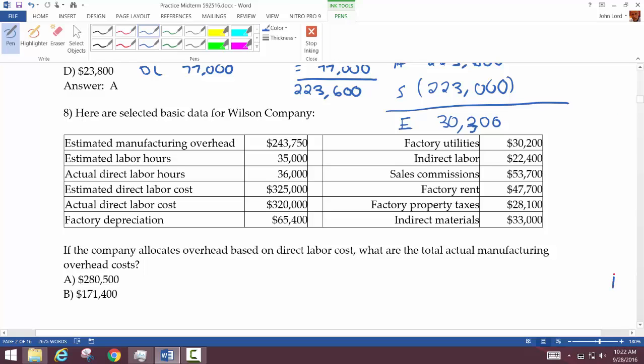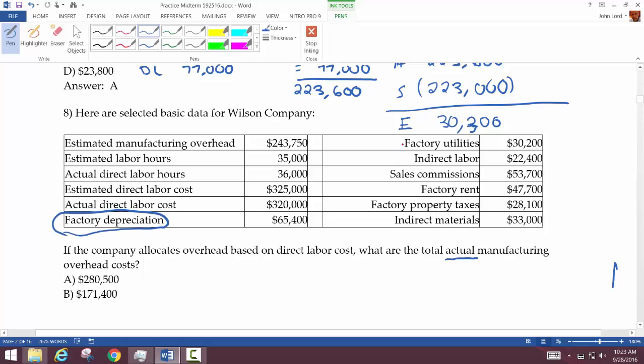All right, what are they asking us for here, Pavan? The total actual manufacturing overhead. We want the actual, okay? Can you go ahead and underscore the word actual there, just so we know what we're doing? Okay, there you go. We're looking for the actual. So what are you going to do with that? What items make up my actual? You can circle them, or circle them and write them.